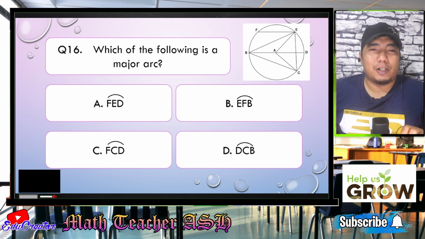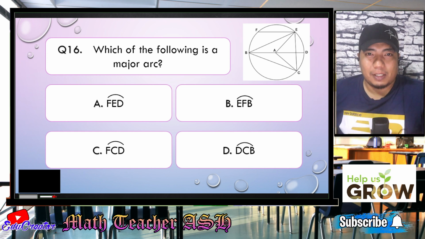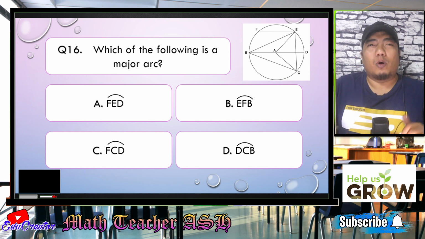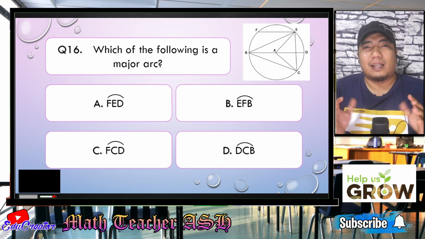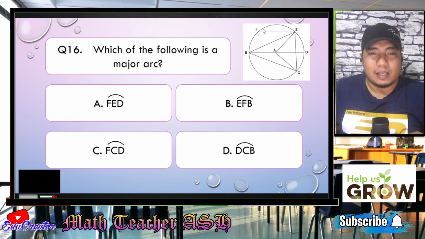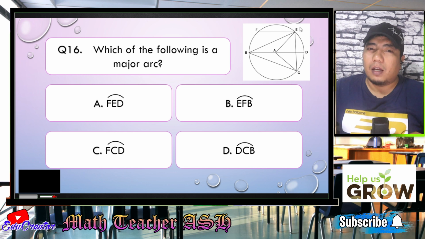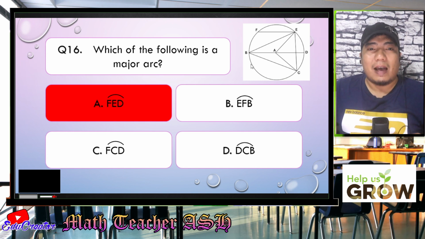All right, math learners. Now, talking about major arc, it is basically bigger than the semicircle, meaning the measurement is more than 180 degrees but less than the whole 360 degrees, which is the circle. Okay, so let's check the figure. So FED, so this is the one. All right, so it is not bigger than half of the circle. So letter A is wrong. How about EFB? EFB, same. It did not go over half of a circle.